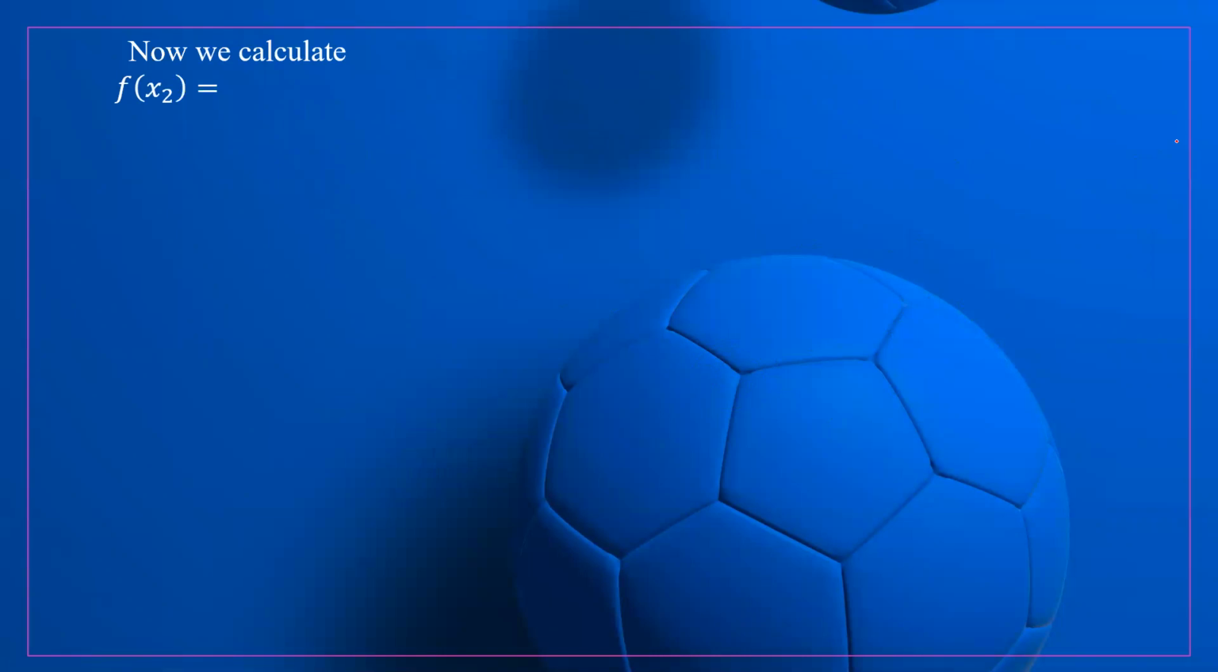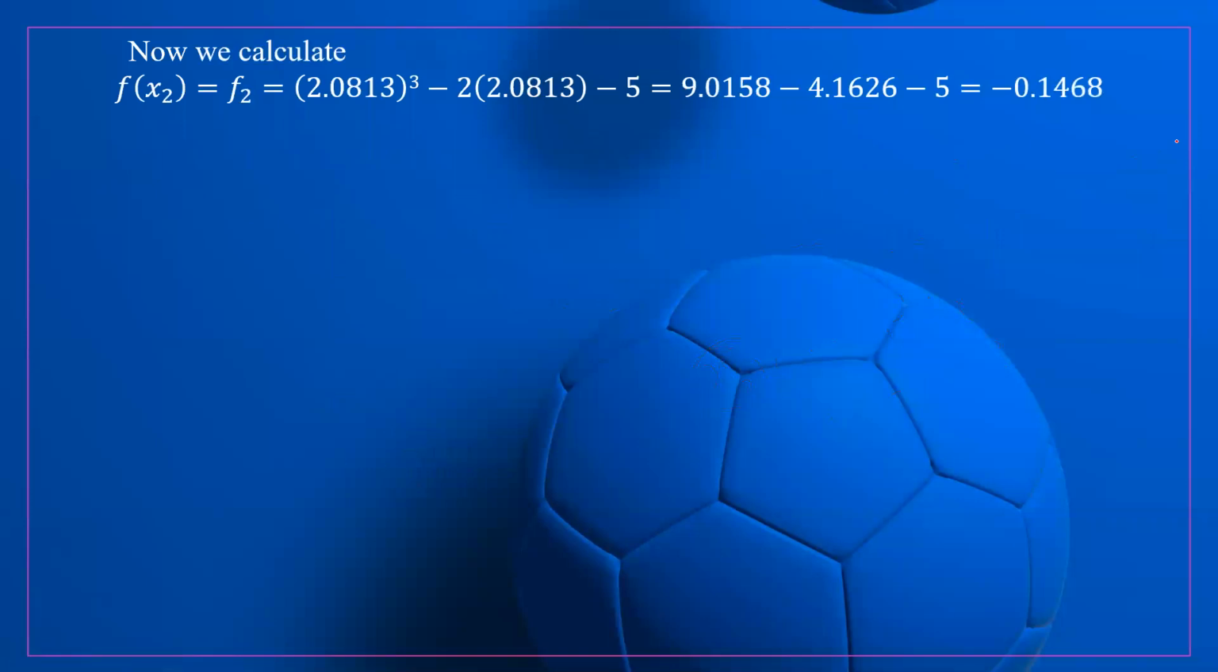Now we calculate f of x2, which is equal to (2.0813) cubed minus 2 times 2.0813 minus 5, which is equal to a negative value. So clearly, since it is negative, the root will again lie between x2 and 3. The root will lie between 2.0813 and 3, in between these two numbers.